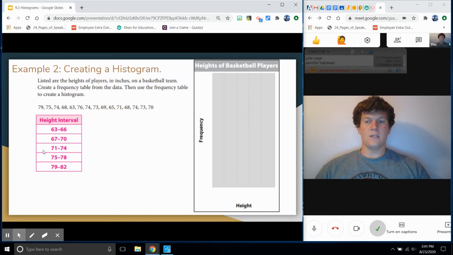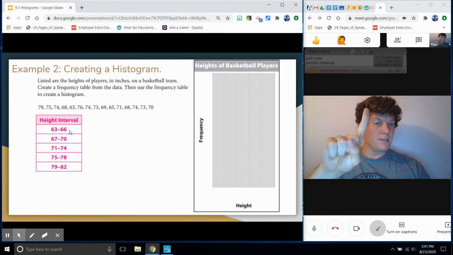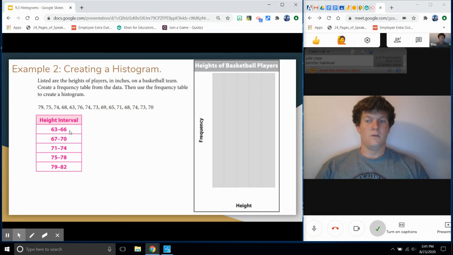And I could continue counting by 4s to get the rest of them to set up my frequency table. So I have 63 to 66, 4 numbers. Then I have 67, 68, 69, 70, the next 4 numbers. The next 4, the next 4, the next 4. And then my last one was 79, 80, 81, 82. So I have my intervals set up. Now let's fill this blank with how many times these numbers show up.